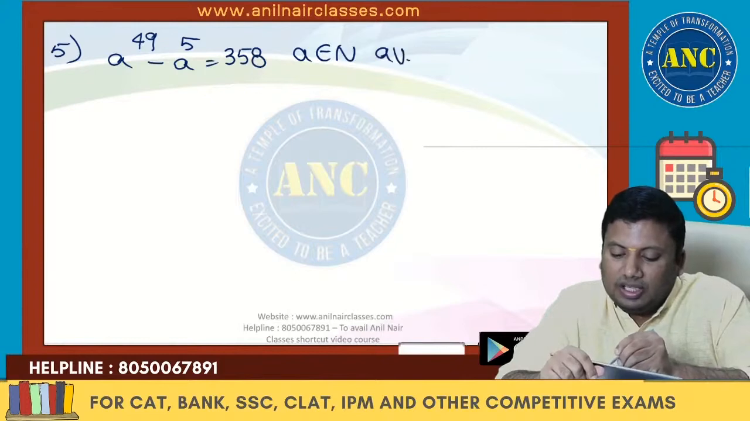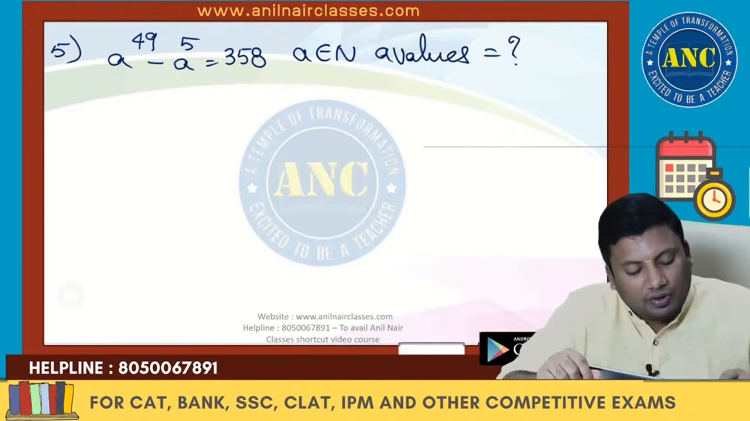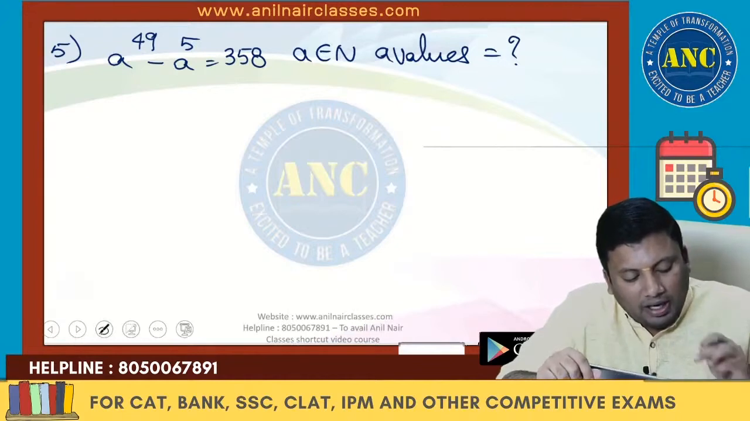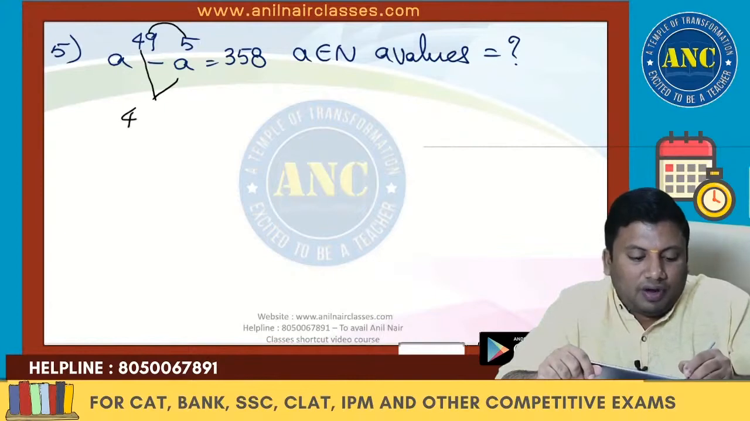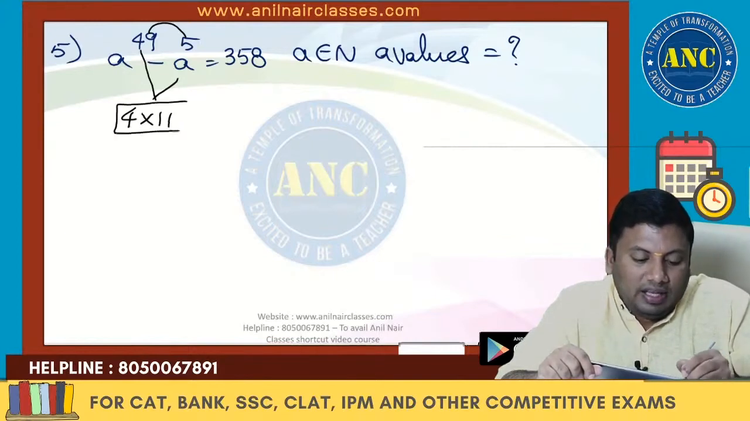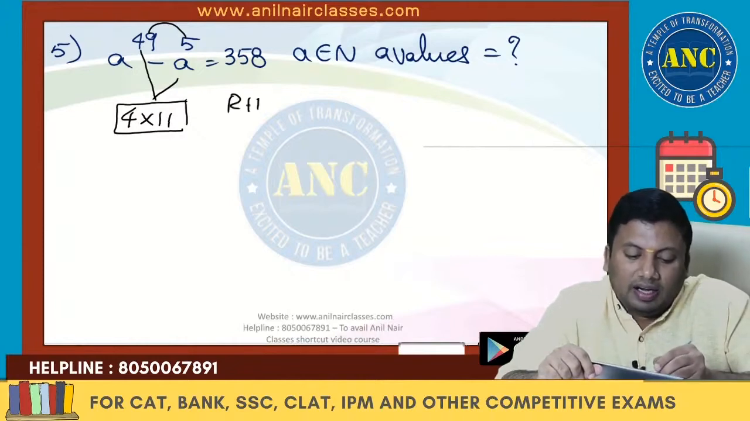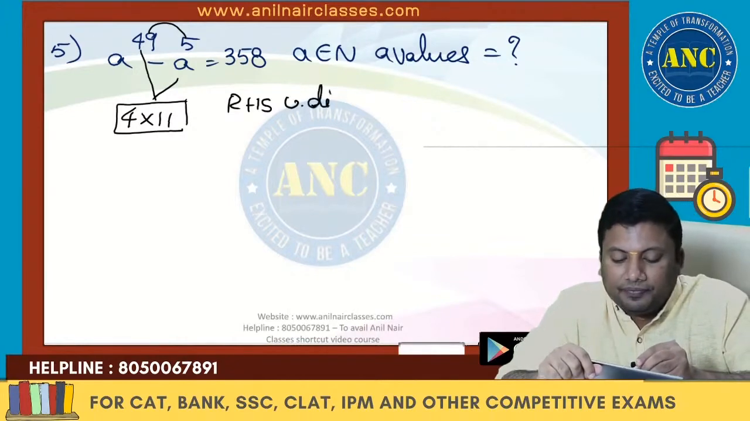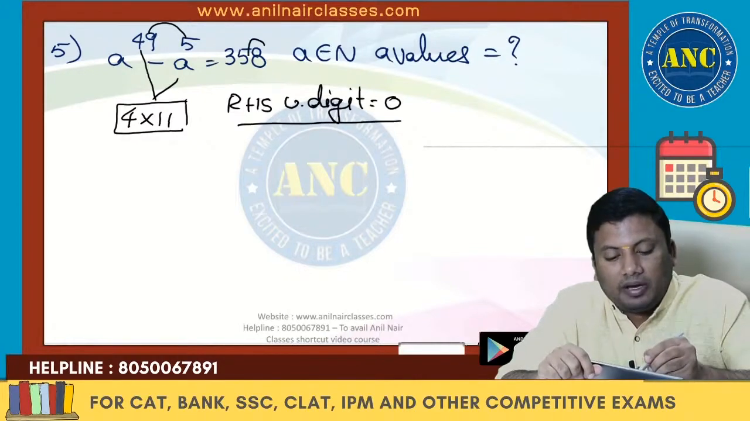Most of the students think that it is an advanced level question, but it is a very, very easy question. A power 49 minus a power 5. What is the difference in the powers? 44. 44 is 4 into 11. Is the difference in the powers a multiple of 4? Yes. So, the right hand side unit digit is nothing but 0, but it is 8.